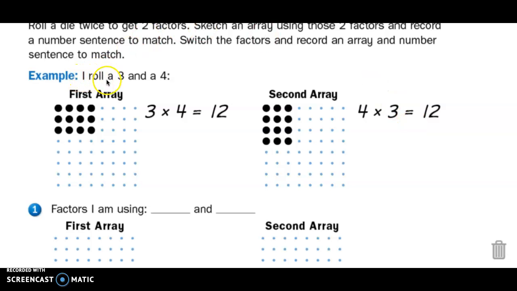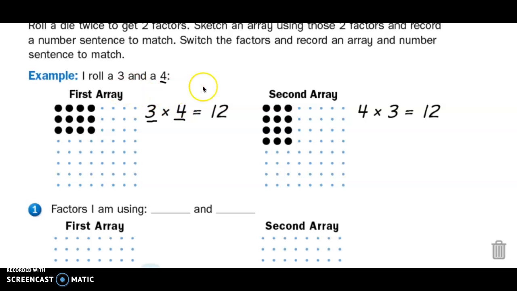It says I roll a 3 and a 4. I take a dice. My first factor is 3. Then I roll a 4. So 4 is my second factor. Remember, a factor times a factor equals a product. A product is the answer you get when you multiply. And the factors are the two numbers that you multiply together.